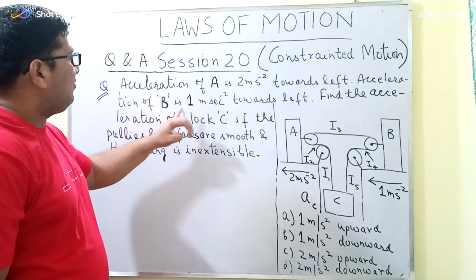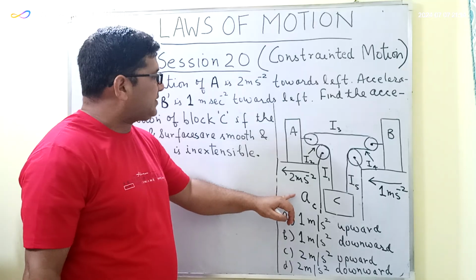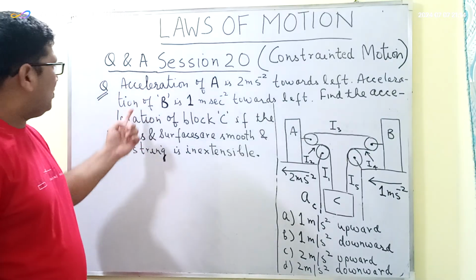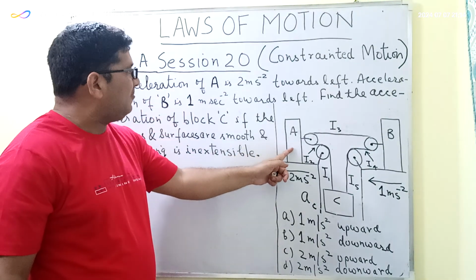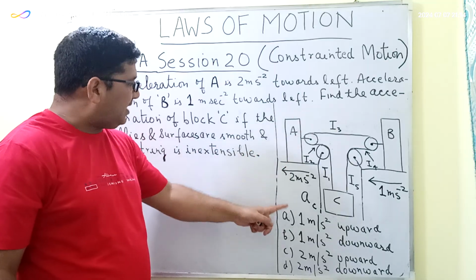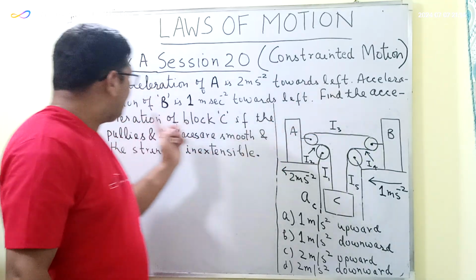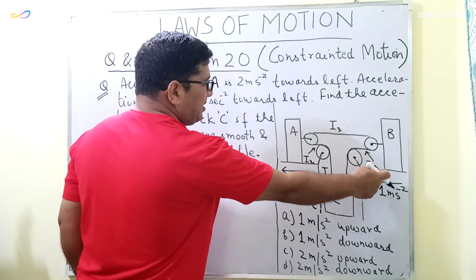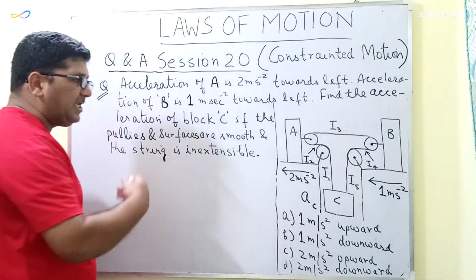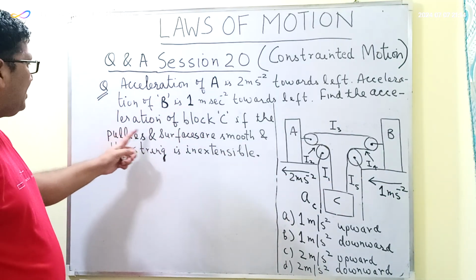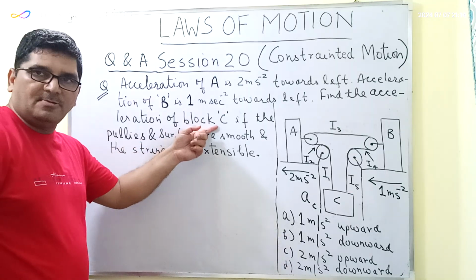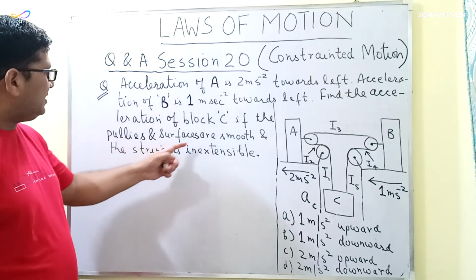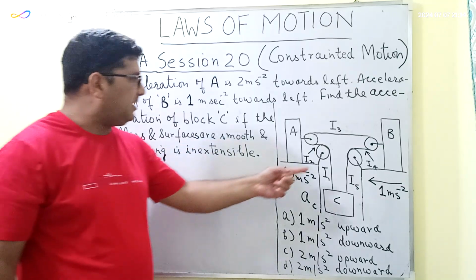In this session, I have taken one question which is written on this board, and this is the figure which was provided along with this question. The acceleration of the block A is 2 meter per second square towards the left, as indicated by this arrow. The acceleration of the block B is 1 meter per second square towards the left. We have to find the acceleration of the block C if the pulleys and the surfaces are smooth and the string is inextensible.